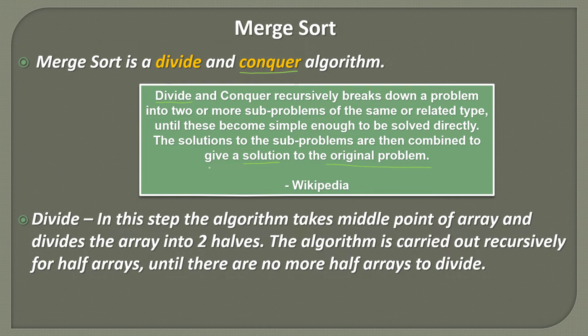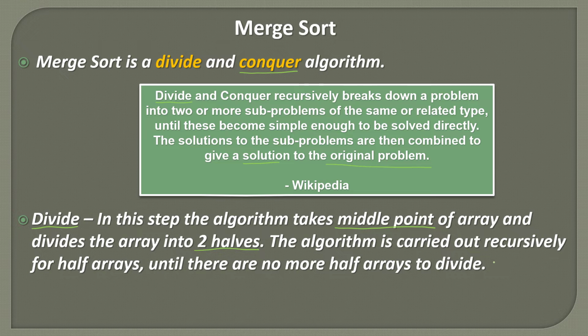When we are given an array and we want to sort it, we first apply the divide part. In this step, we take the middle point of the array and divide the array into two halves. Once we divide the array into two halves, the algorithm is carried out recursively on these two halves, and it goes on till there are no more halves of arrays to divide. So we keep on dividing it till there is only one single element left which is not further divided.